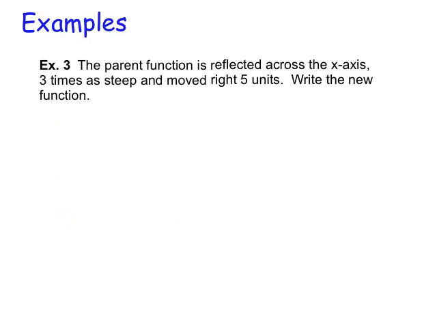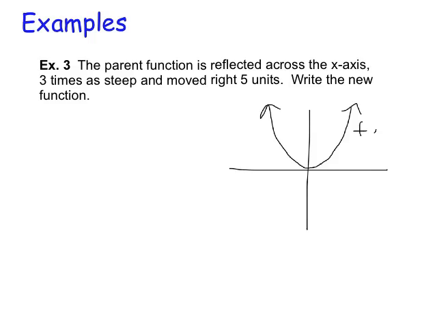Okay, we're going to look at one more of these. Okay, it says the parent function is reflected across the x-axis, 3 times as steep, and moves right 5 units. Write the new one. Okay, so let's go ahead. First of all, we're going to draw a graph. Here's my parent function, or common function, and that is going to be f of x equals what?